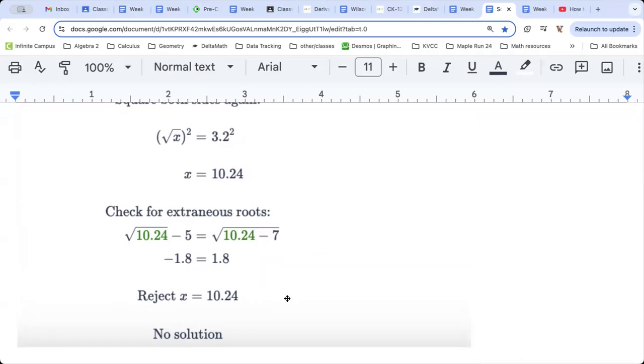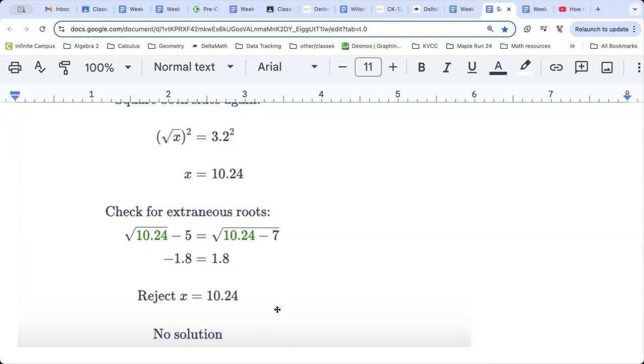So if you're using an online math program to do this problem, at the last stop, you have to put in your answers for this one. Since when you check the solution, it gets rejected, the correct solution for this problem should be no solution. Don't put the 10.24 in there if the check for extraneous roots part rejects that potential answer. So just put in no solution.